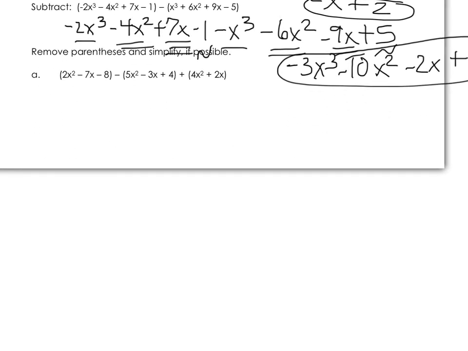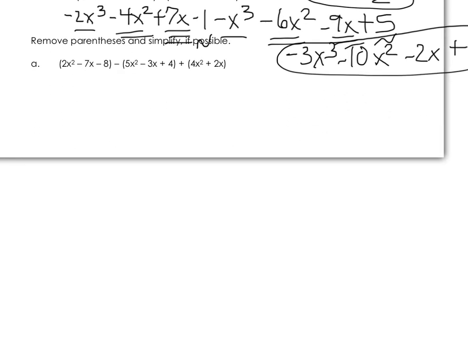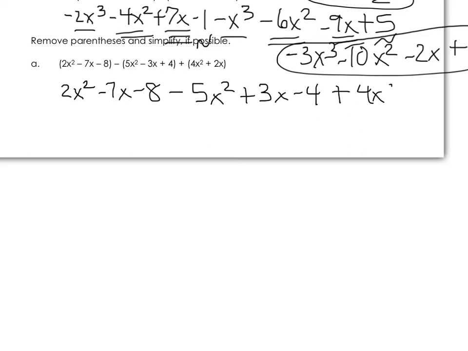Oh, this problem has lots of things going on. You're adding 2x^2 minus 7x minus 8. You're subtracting this polynomial, so you better change the sign of every term, so it's minus 5x^2 plus 3x minus 4. Then it's plus 4x^2 plus 2x.